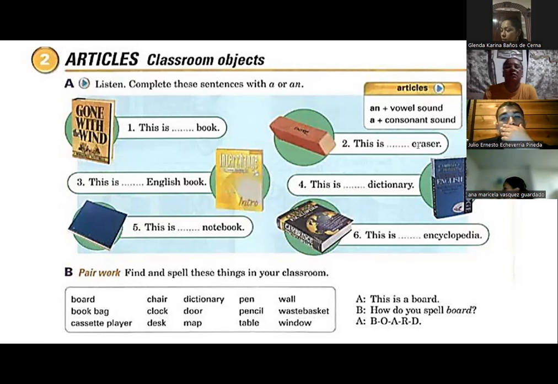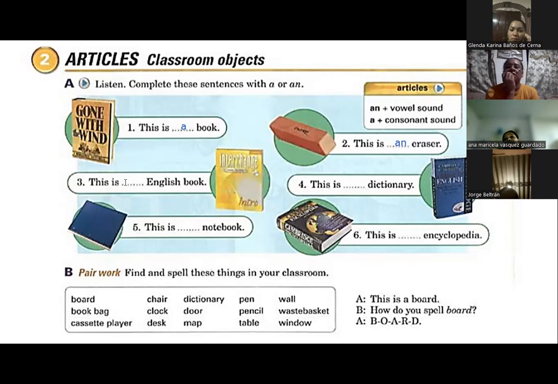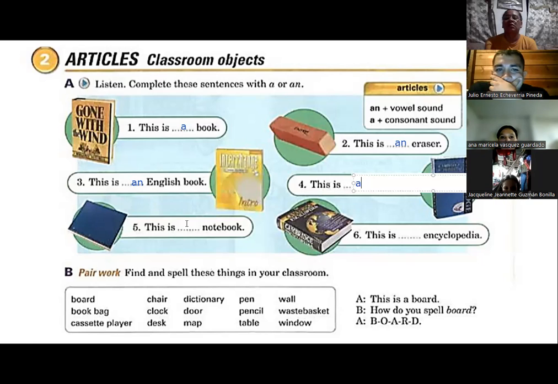Okay, what about eraser? Is it a vowel or a consonant sound? Vowel. So here we say, this is a book, but this is an eraser. What about this? This is an English book, because it starts with E. So this is an English book, and this is a dictionary. This is a notebook. And this is an encyclopedia, because it starts with E.